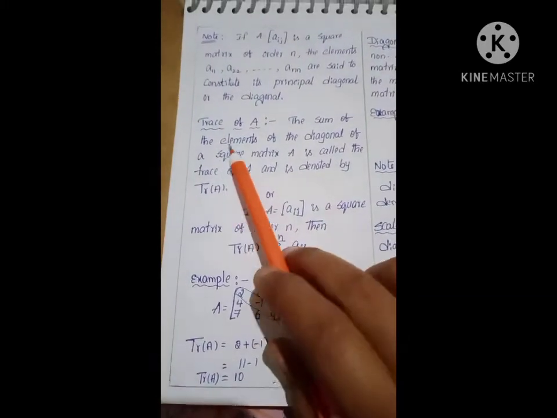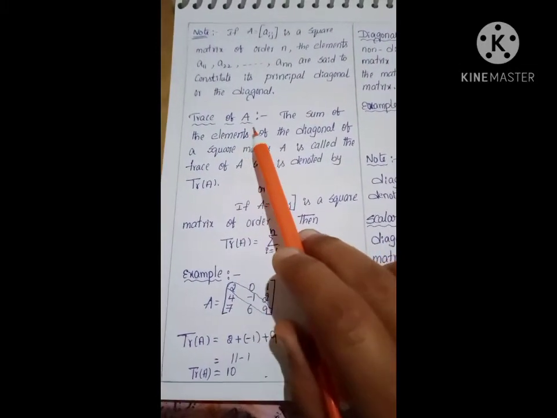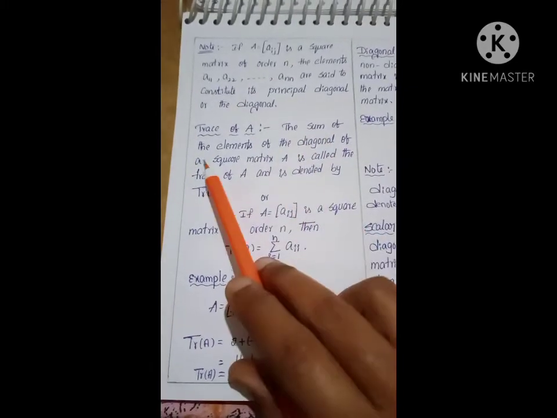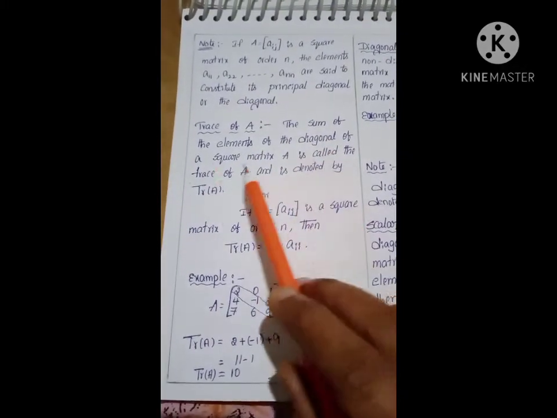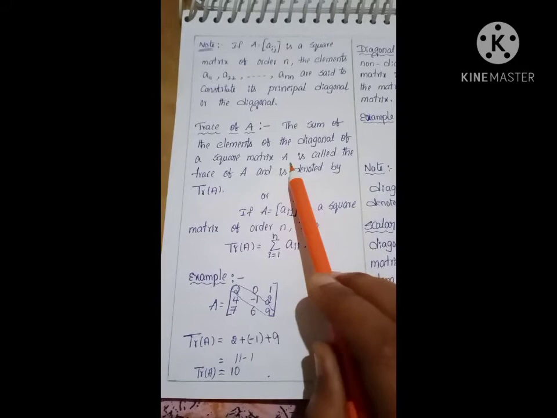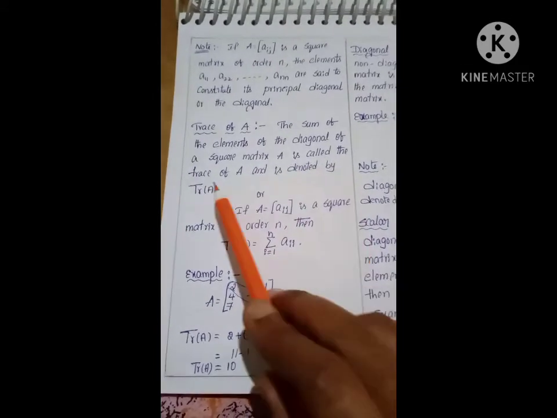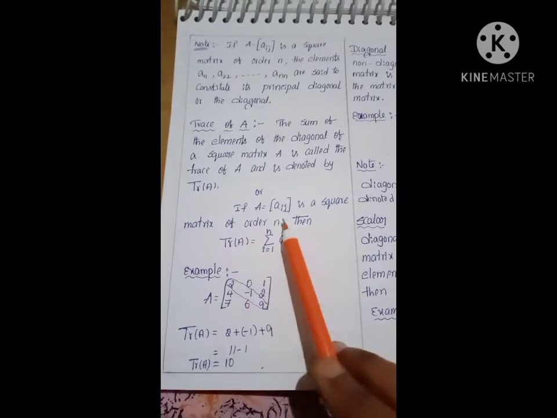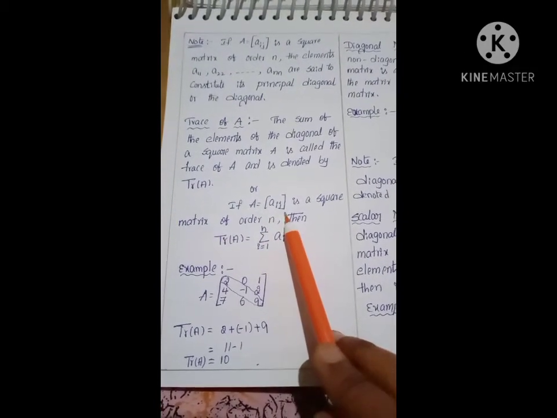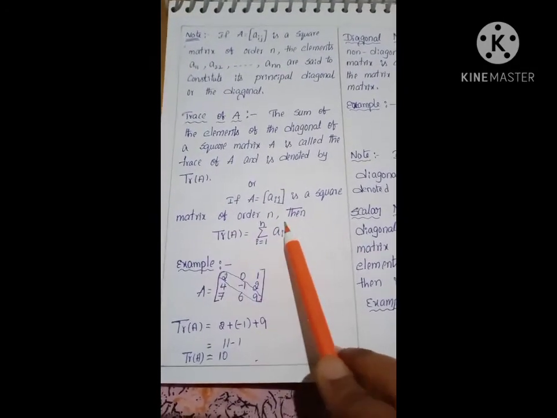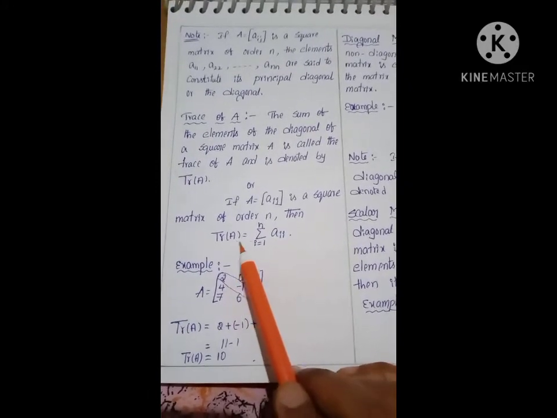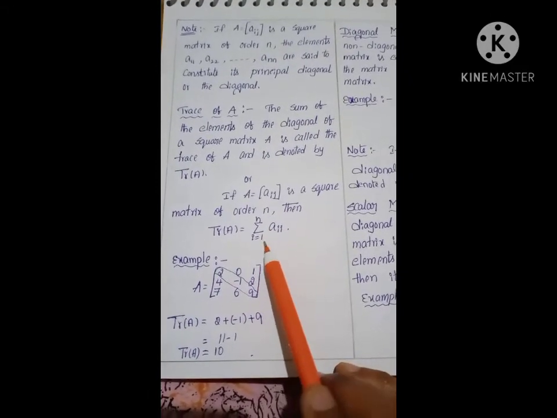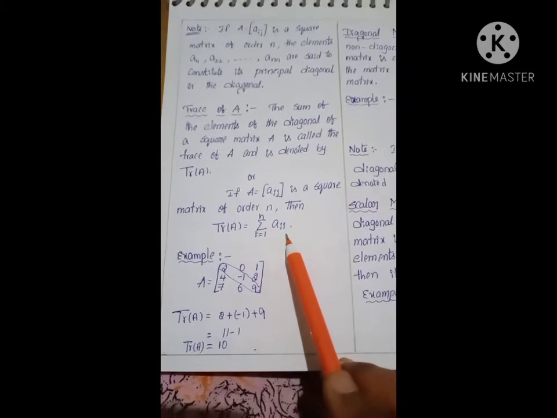Next, trace of A, or trace of a matrix. The sum of the elements of the diagonal of a square matrix A is called the trace of A and is denoted by Tr A. In mathematical form, A equal to aij is a square matrix of order n. Then Tr A equals summation i equal to 1 to n of Aii.